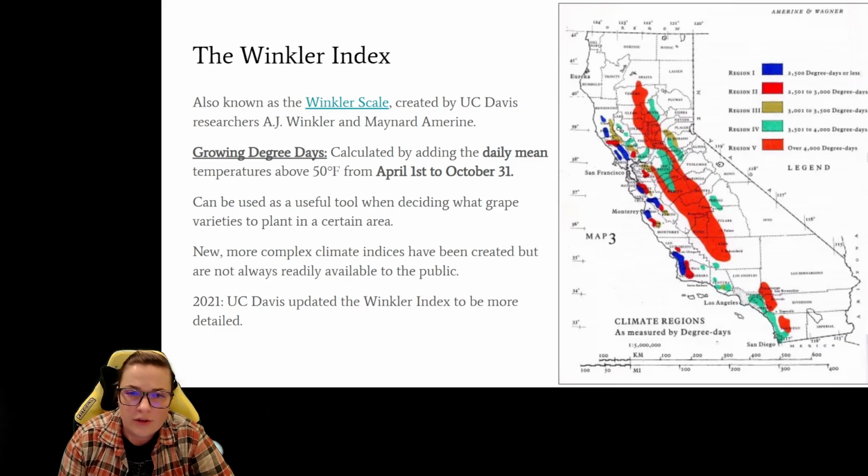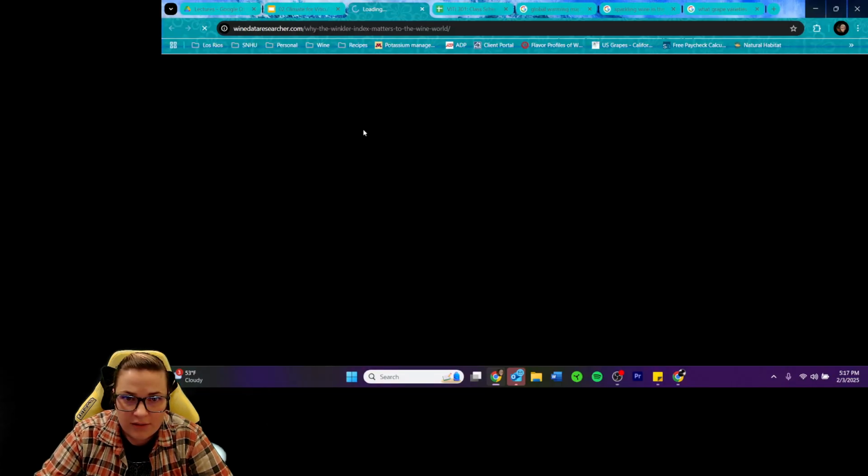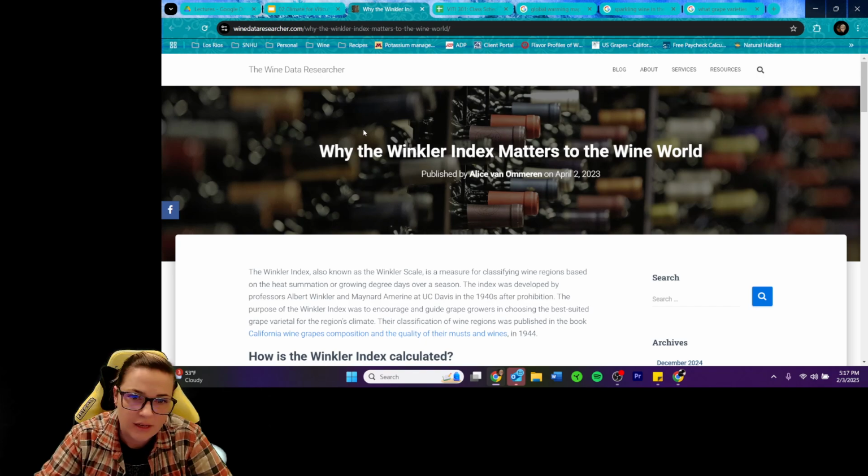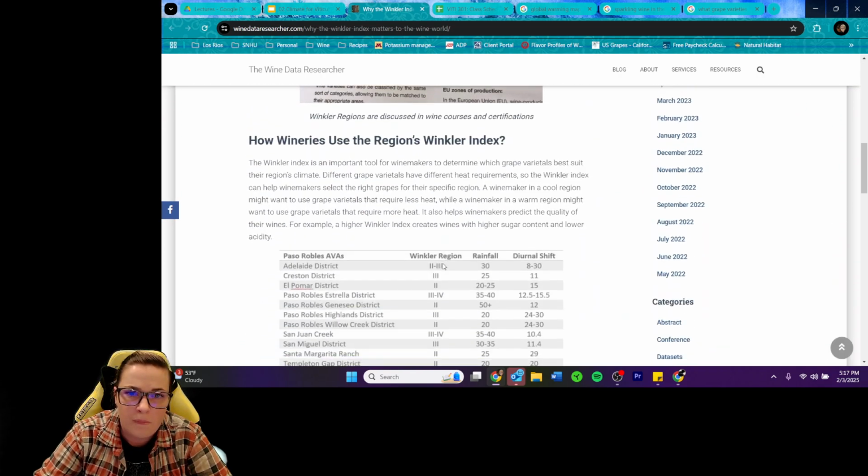So the Winkler Index was created a long time ago, but in 2021 it was updated to be a little more detailed. And we do apply it to grape growing regions around the world now too. If you wanted to see, I do have this linked here. The Winkler scale, we have a lot more information here too.